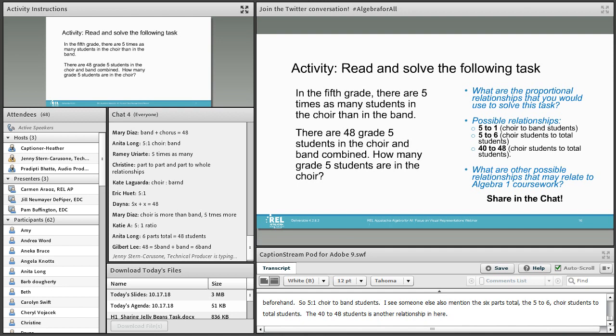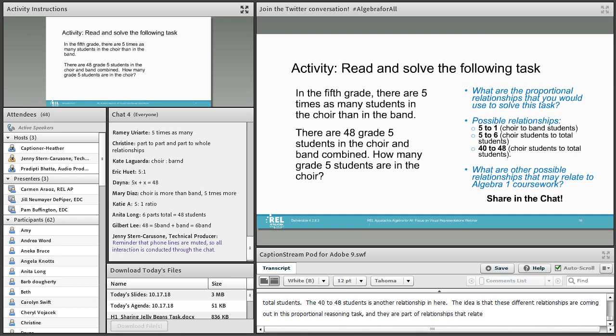The idea is that these different relationships are coming out in this proportional reasoning task, and they are part of relationships that relate to Algebra 1 coursework. And if you look through the chat right now, it's really interesting. You can see a lot of people are emphasizing this with their symbolic representation, some equal signs. I see like 5 band plus band, and so this is really neat. And that's really what we're showing. In order to solve something like this, you can think many different ways about it. And these understandings relate to what we would call Algebra 1 concepts that seem to be emblematic of the course.